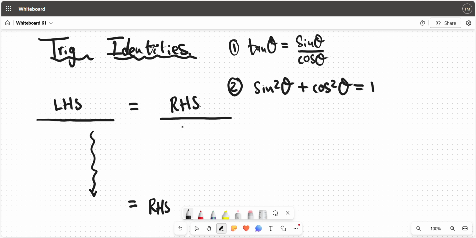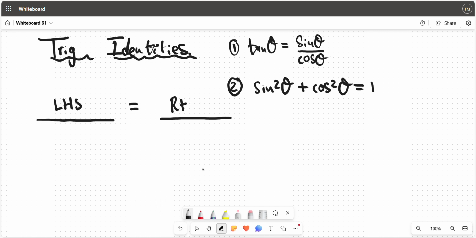We're taking one of the sides and simplifying it, right? We are manipulating the expression. We are substituting these identities and we're trying to make sure that it actually is equal to the other side. And once it is equal, then we can conclude that yes, we have proven this identity, and so yes, it is true.